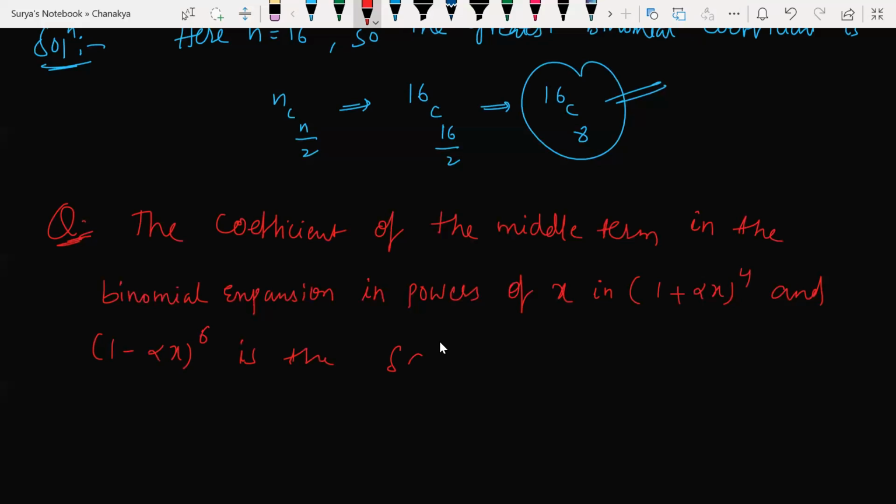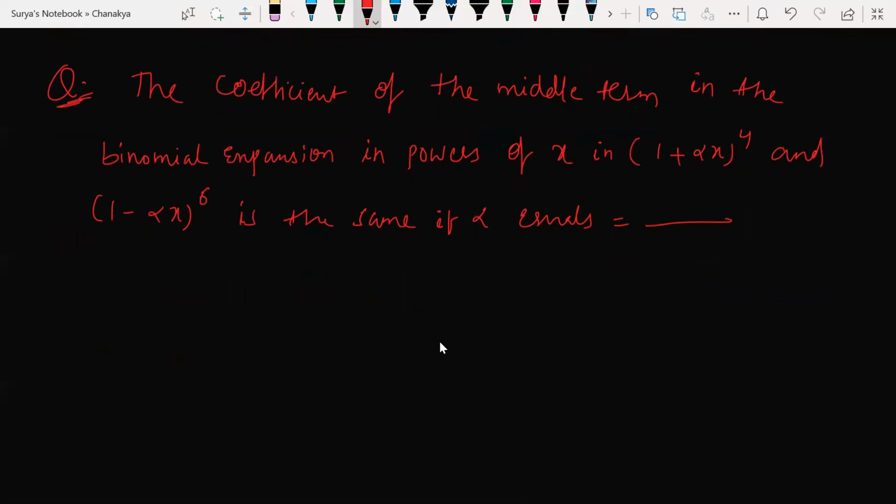is the same if alpha equals to dash. Option A: 3 by 5, option B: 10 by 3, option C: minus 3 by 10, option D: minus 5 by 3. Can you try solving this question once?